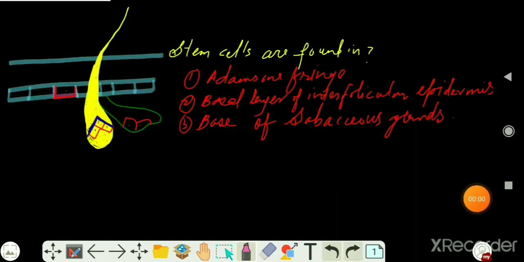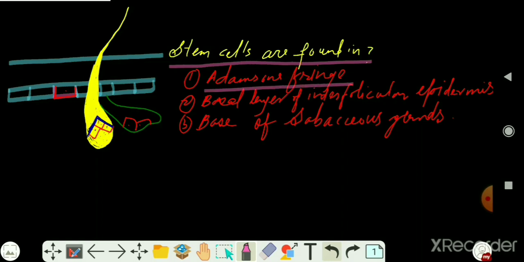Now let's talk about a very important point here: where stem cells are found. They are found in Adamson's fringe. We have already talked about this. As you can see here, this is the inverted V-shaped structure, that is Adamson's fringe, and in Adamson's fringe there is the presence of stem cells. These red colored cells are stem cells.